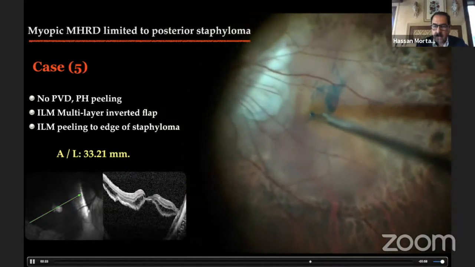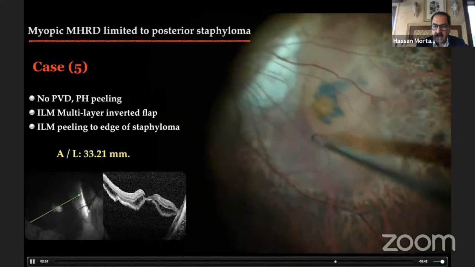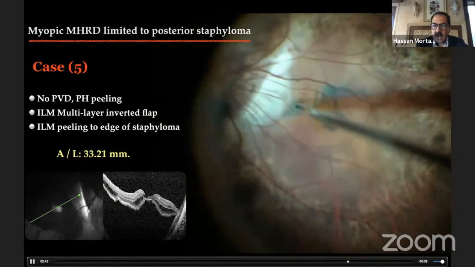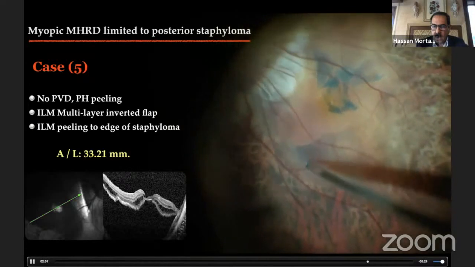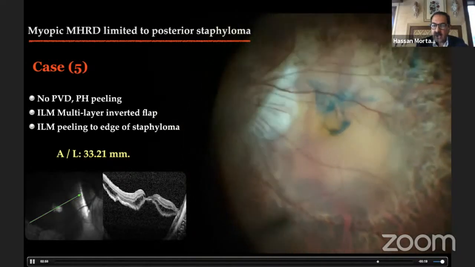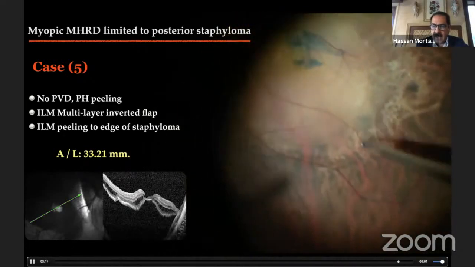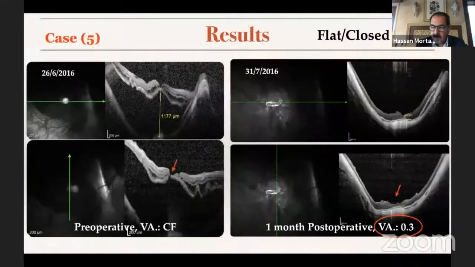And the flaps are brought over the macular hole, and then working to peel the internal limiting membrane to the periphery till we reach the edge of the posterior staphyloma in order to mobilize and relax the underlying retina. And then under air, the macular hole closed, the retina is attached, and vision improved to 0.3.